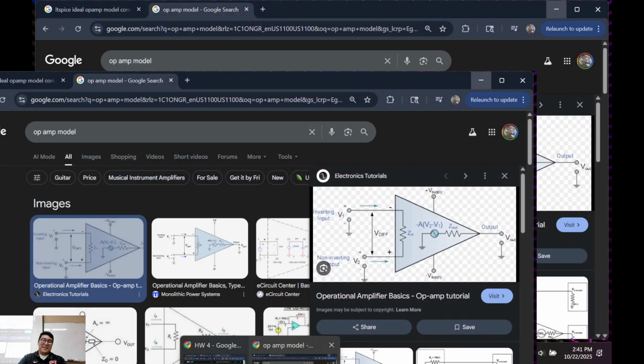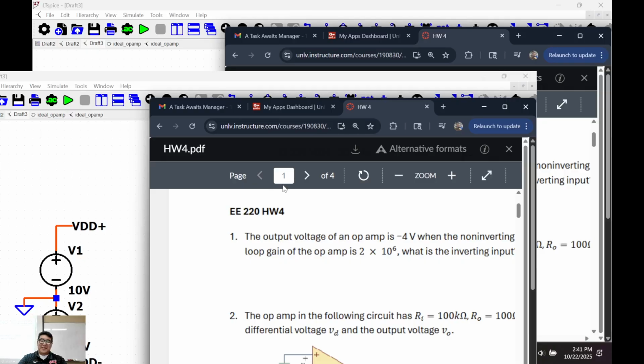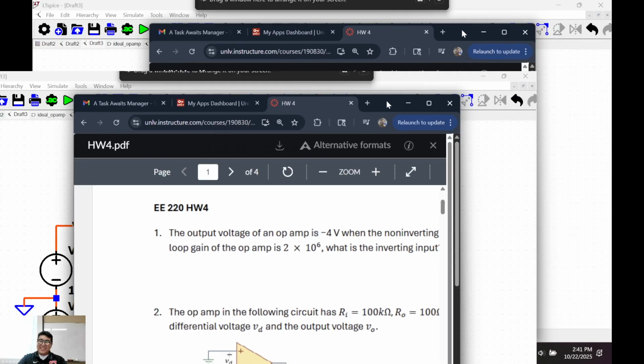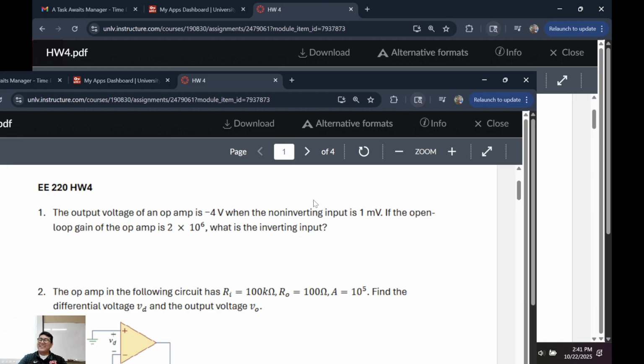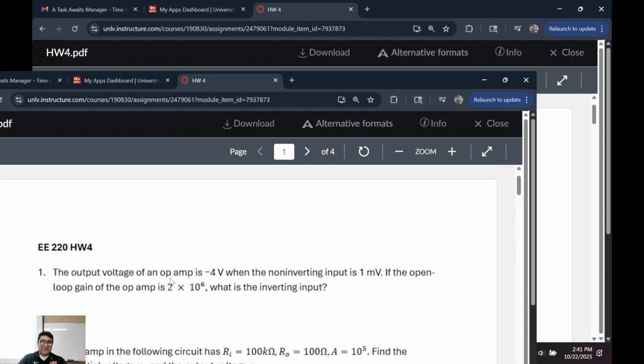Let's try something. Let's see. Aha, is this his homework? Does that look familiar? Yeah, let's go. The output voltage of an op amp is -4 when the non-inverting input is -1 millivolt. If the open loop gain of the op amp is 2 meg, so 2 million, right? 10 to the 6 is million, correct? 2 million gain, right? What's the inverting input? Anyone know what we're doing?